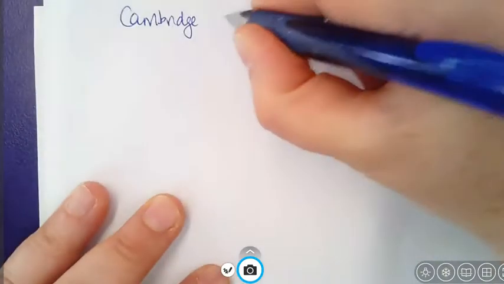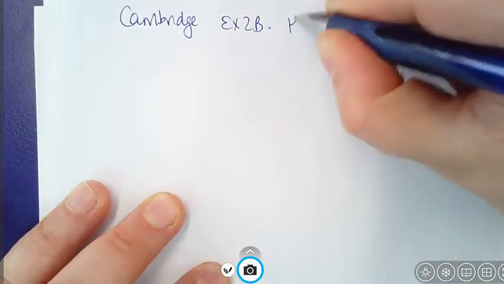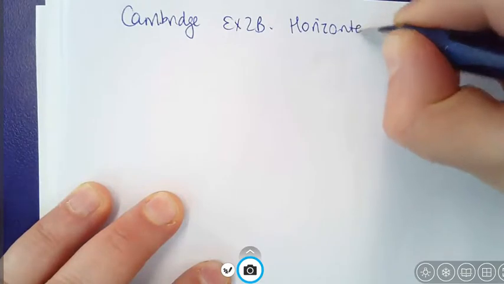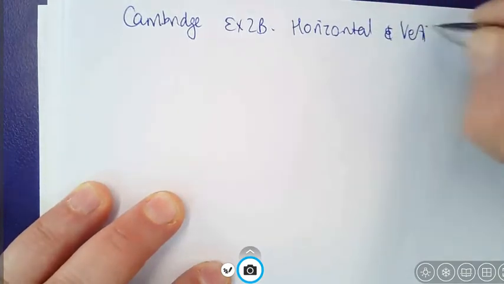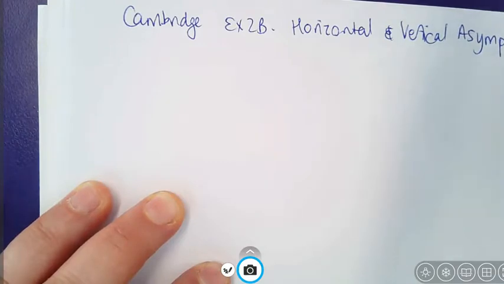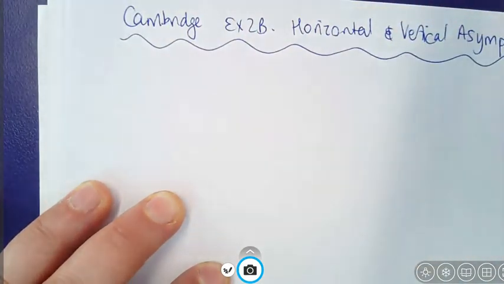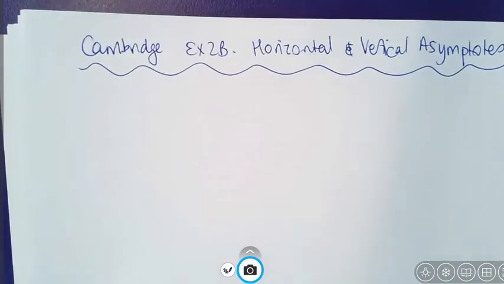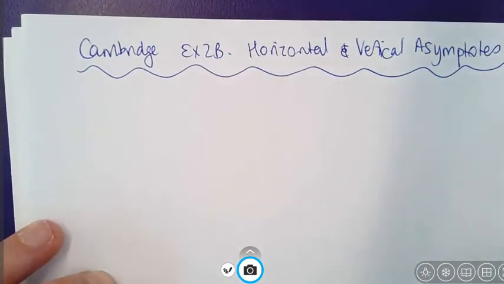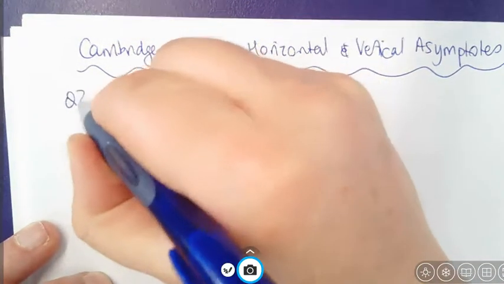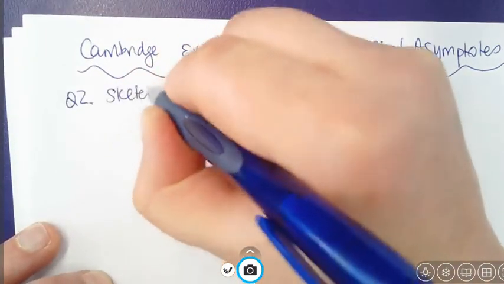So Cambridge, exercise 2B, horizontal and vertical asymptotes. Now, I know that you have horizontal and vertical asymptotes when you're sketching normal hyperbolas. However, we're going to sketch something a little bit beyond normal hyperbolas today, okay? So just going to look at a few examples here, and our first one is going to be the following question. Question 2 in that exercise is to sketch the following.